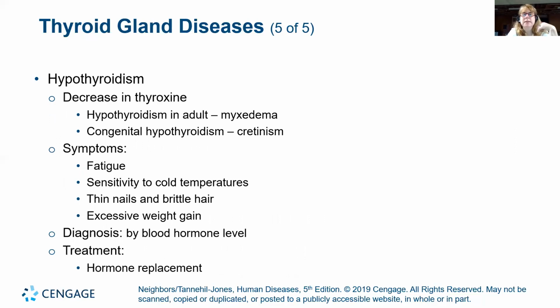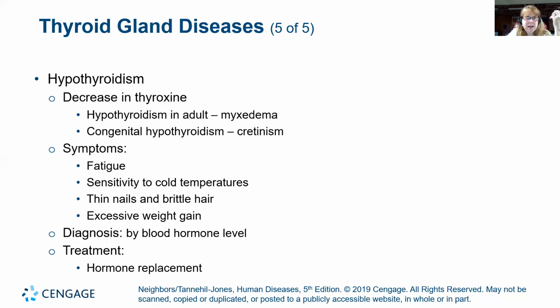So, hypothyroidism. This is a decrease in thyroxine, or that T4, okay? If you see hypothyroidism in adults, it's called myxedema. If it's a congenital hypothyroidism, remember congenital means we're born with it. It's a syndrome called cretinism, okay? So the symptoms for that are fatigue, sensitivity to cold, very thin nails and brittle hair, excessive weight gain.